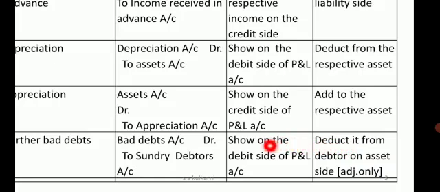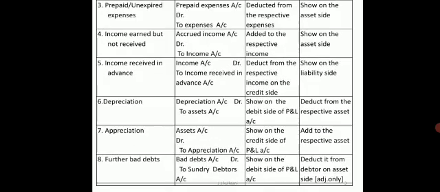Now if the trial balance has the bad debts, you need not consider it again; it will be taken only once, in the profit and loss account. But if bad debts are appearing in adjustments, then the adjustment amount has to be taken twice, once in the profit and loss account and once on the asset side in the debtors account.